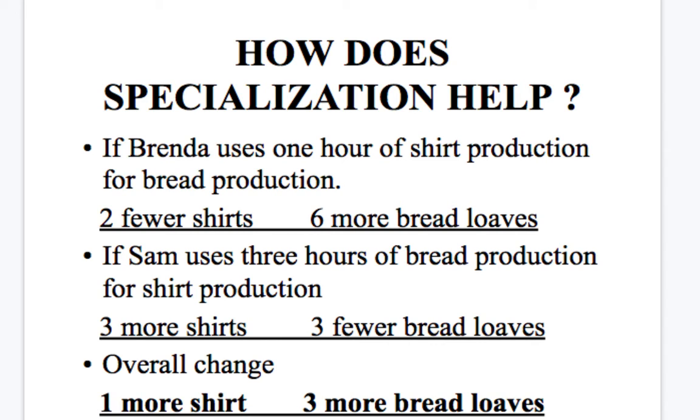So how does specialization help? If Brenda uses 1 hour of shirt production for bread production, she makes 2 fewer shirts and 6 more loaves of bread. If Sam uses 3 hours of bread production for shirt production, he has 3 more shirts and 3 fewer breads. So overall, when we look at specialization, you're going to have 1 more shirt and 3 more loaves of bread if you assign the roles that make the most amount of sense based off of the opportunity cost.